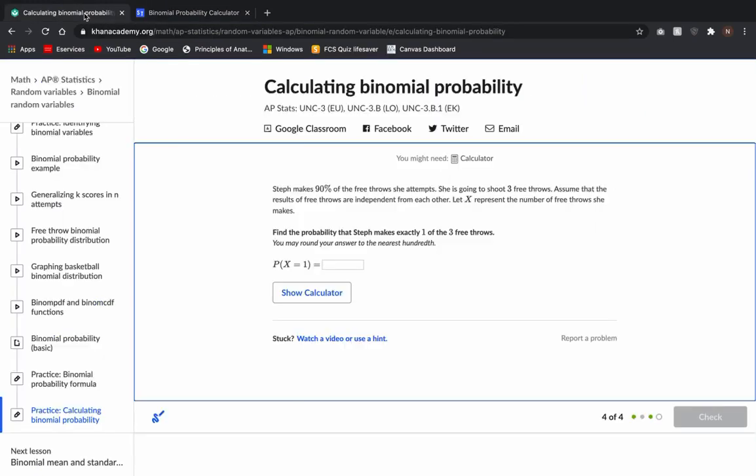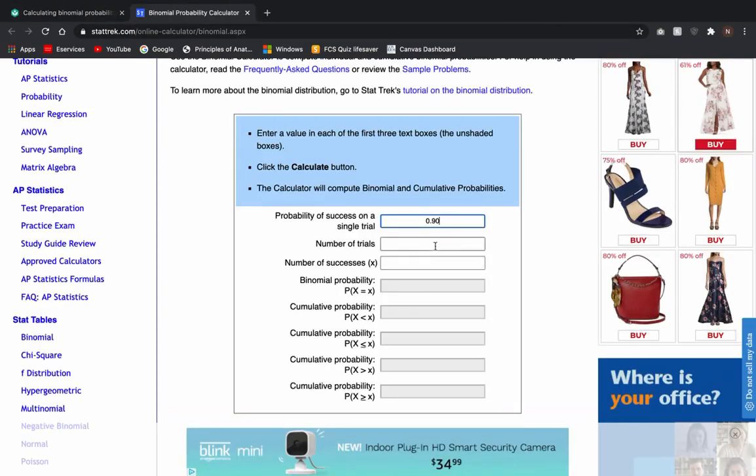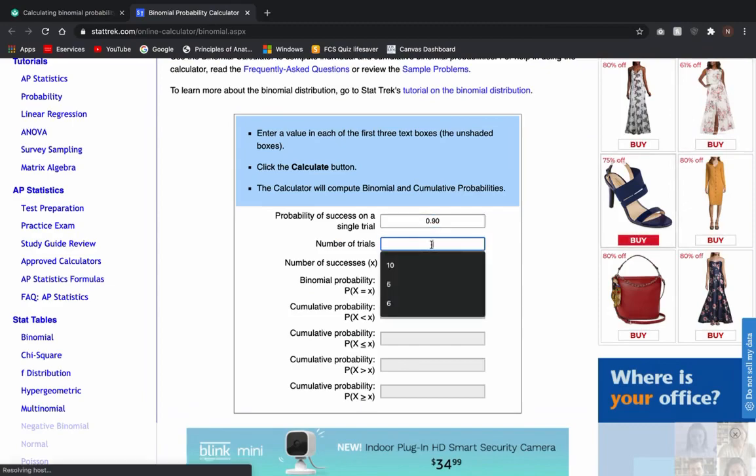Now, going to the number of trials, we're going to go back to the problem. And the maximum free throws that she's going to shoot is 3. So that's going to be the number of trials in this equation. So we're going to go back to the calculator and we're going to input 3.